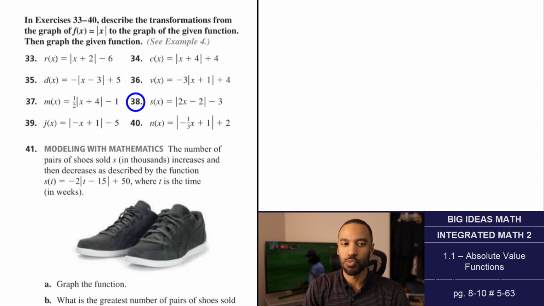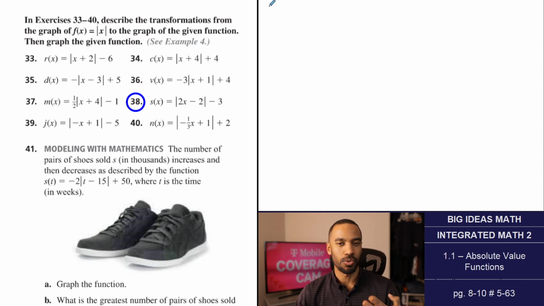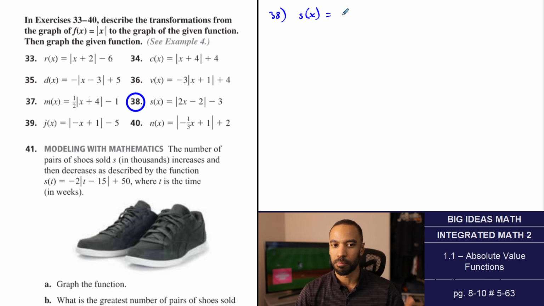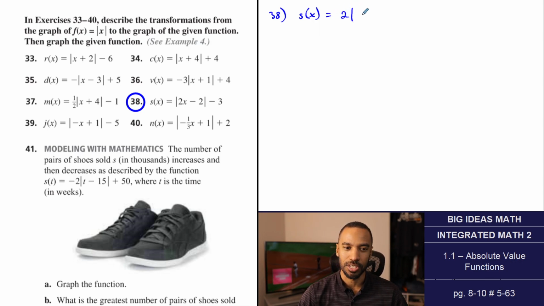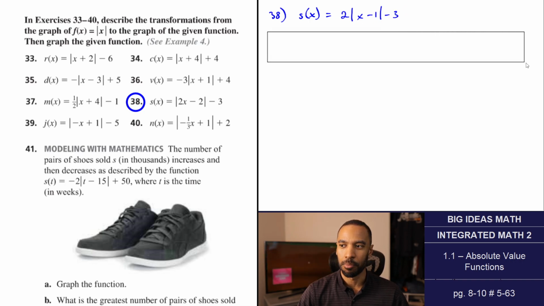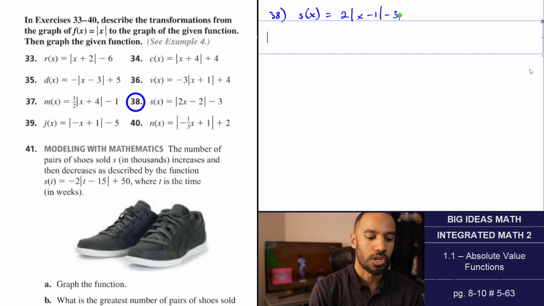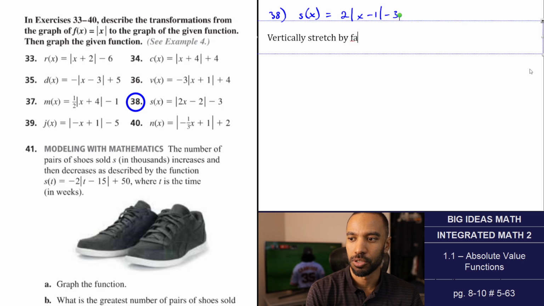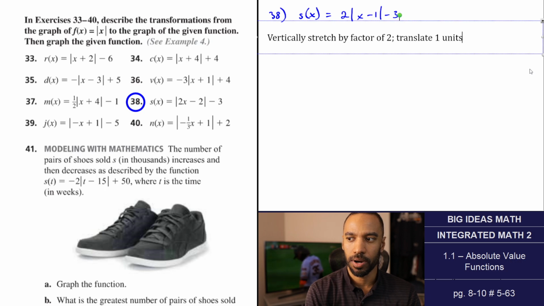All right, number 38 is one of those instances. The rest, 38, 39, and 40, are where you really want to get into its proper vertex form, right? So before I describe it, let's get it rewritten better. Factor the 2 out of the inside. Like that. Now I can better describe what this actually has, right? So vertically stretch by a factor of 2. And then translate 1 unit right and 3 units down.